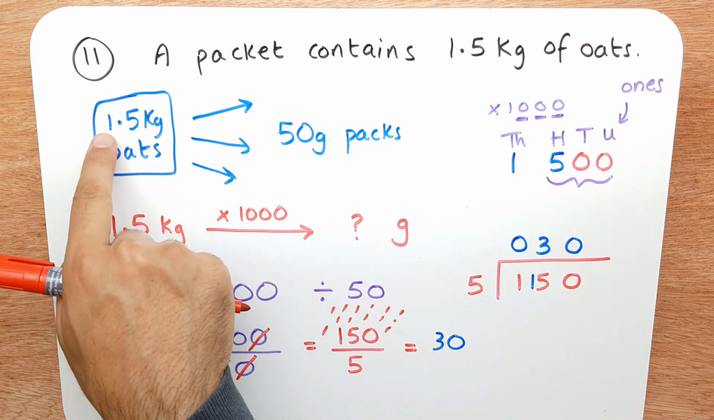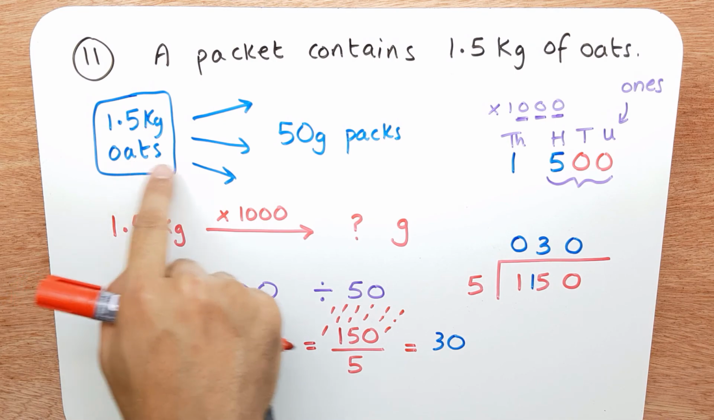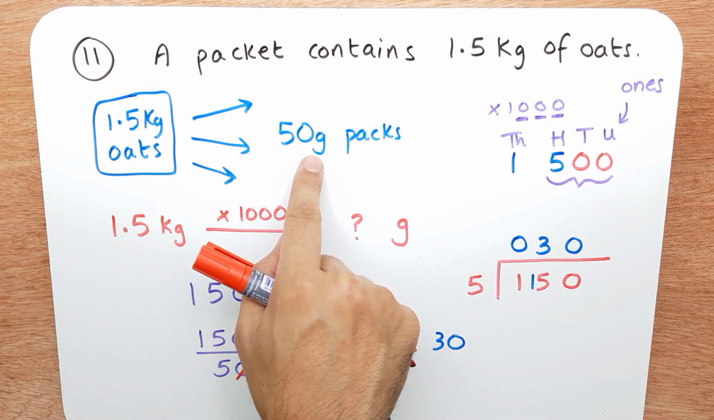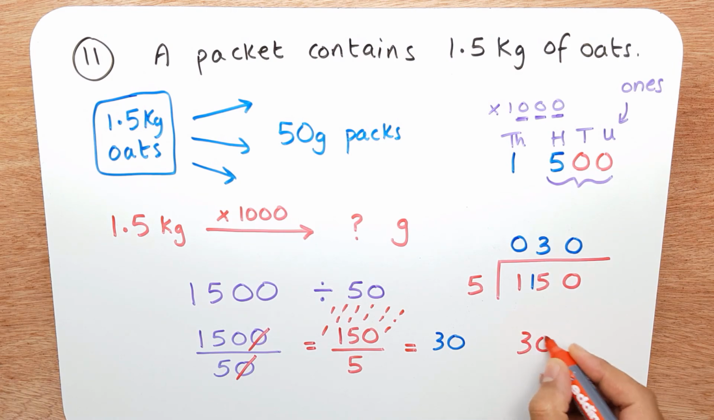So if I had 1.5 kilograms of oats and I had 50 grams each day, it would last me 30 days. So my answer would be 30 days.